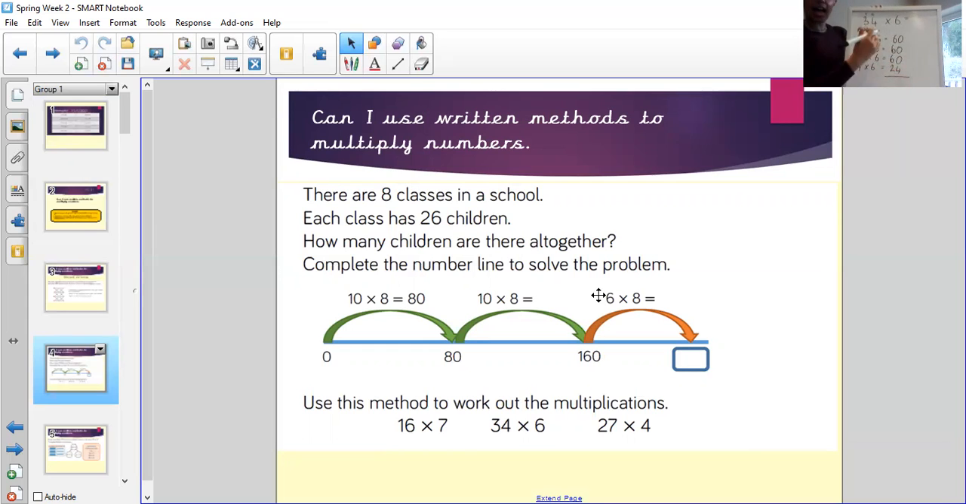And then I'm going to add all of this together. So 0 plus 0 plus 0 plus 4 is 4. 6 plus 6 plus 6 is 18. Add 2 is 20. So my answer is 204. 34 times 6 is 204.